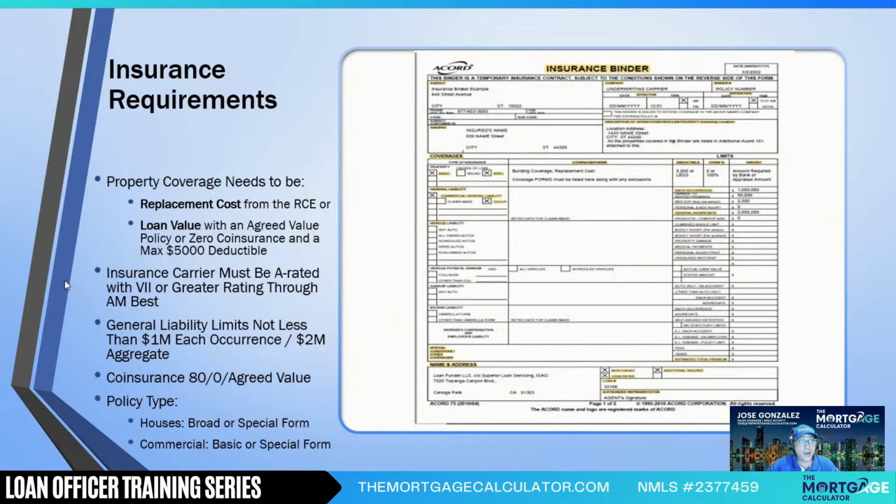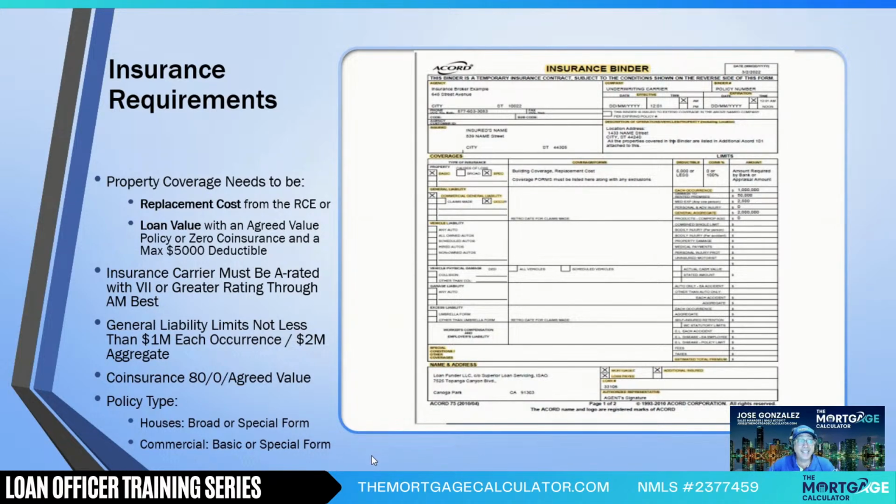The insurance carrier must be A rated with a 7, I would assume that's VII, Roman numeral 7, or greater rating through AM Best. General liability limits not less than 1 million for each occurrence and 2 million aggregate. And if there is coinsurance, it has to be 80-0 or 80-0 agreed value. And I'm sure your insurance agent will know what that means.